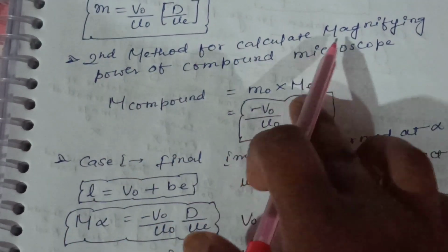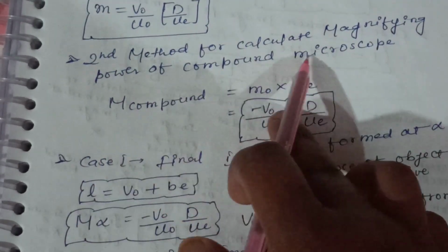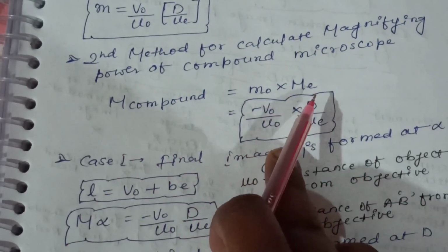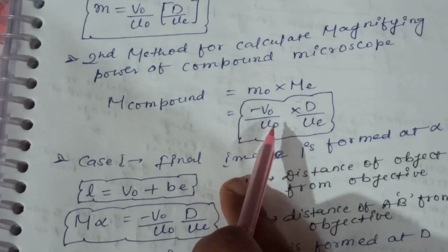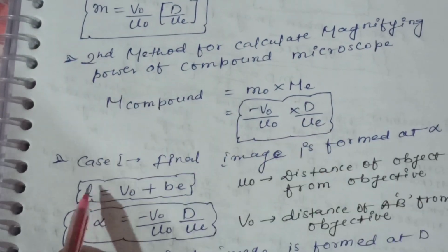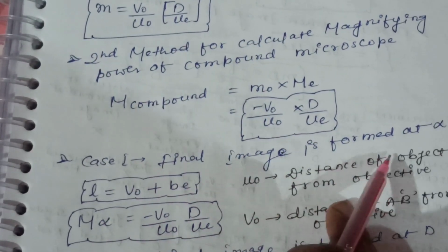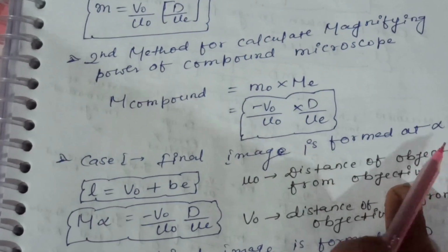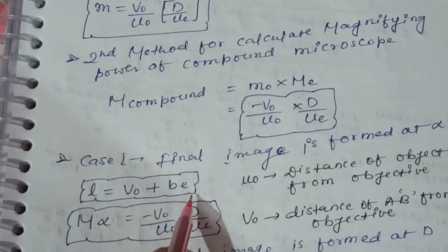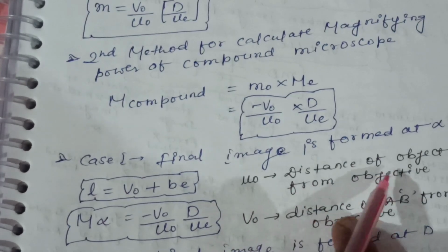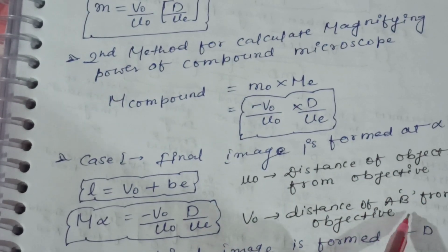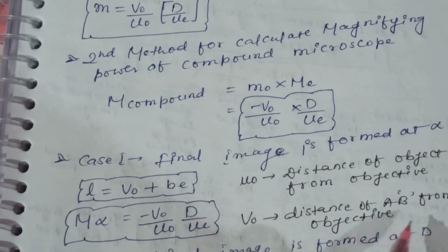Second method to calculate the magnifying power of a compound microscope. M compound is equal to m o into m e, is equal to minus v o upon u o into d upon u e. Case 1: final image is formed at infinity. L is equal to v o plus u e. U o is the distance of the object from the objective. V o is the distance of AB from the objective.